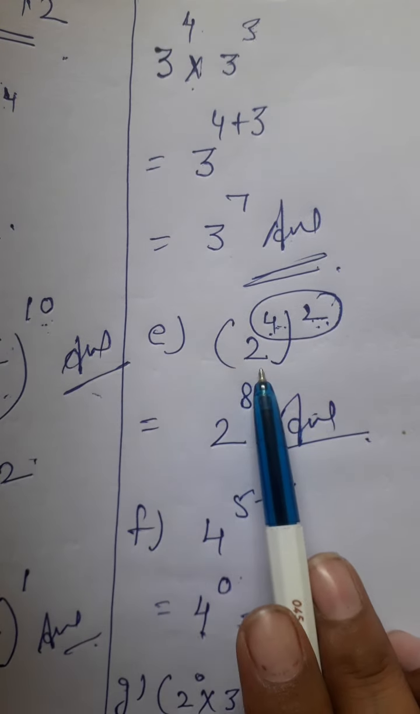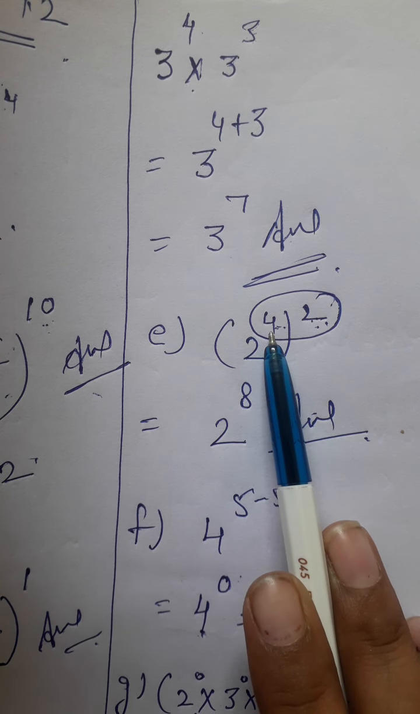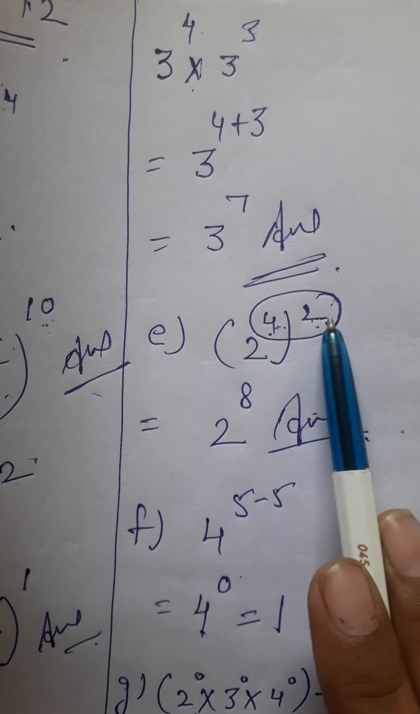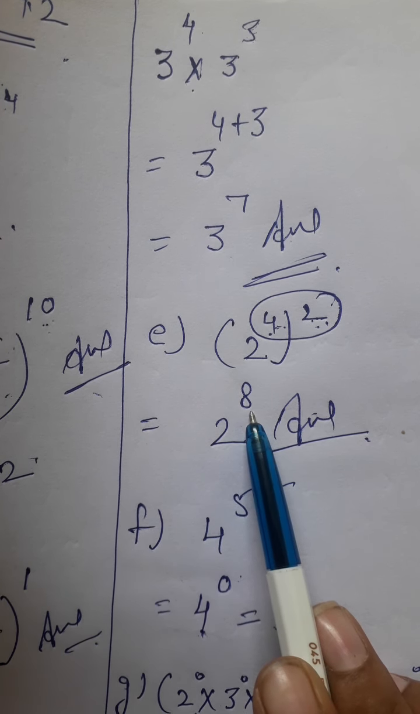In the E part, what do we have? 2 raised to 4, whole raised to 2. Again one power is inside the bracket, one is outside the bracket. So 4 times 2 is 8. That's why the answer is 2 raised to 8.